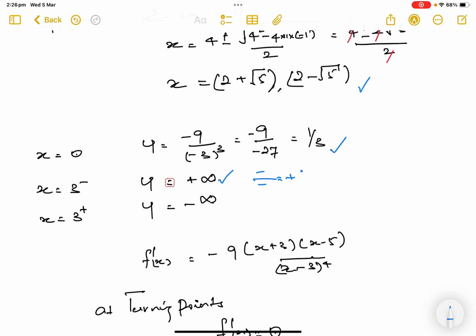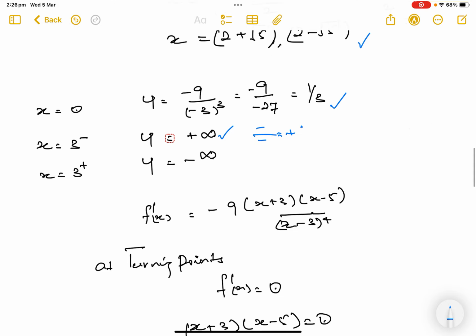So when x is slightly less than 3, it's positive infinity. So x equals 3 is an asymptote. On the left-hand side, y will be infinity, so the graph will rise to infinity because of positive infinity. Okay, and then x equals 3 plus, just the other side, the right-hand side of the x equals 3 line.